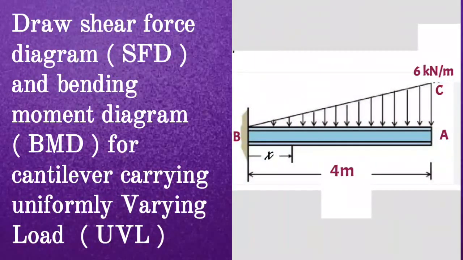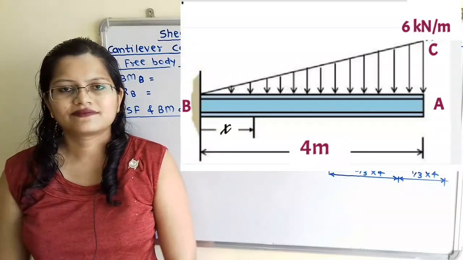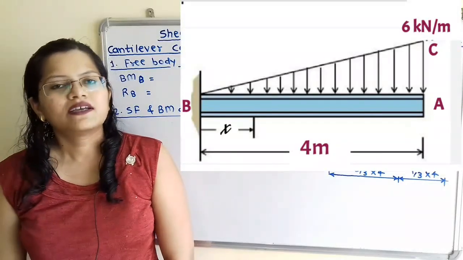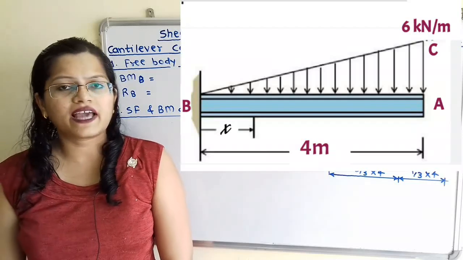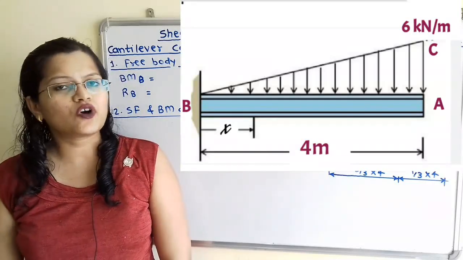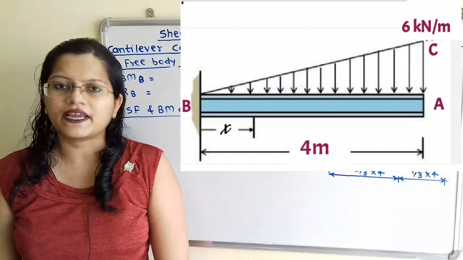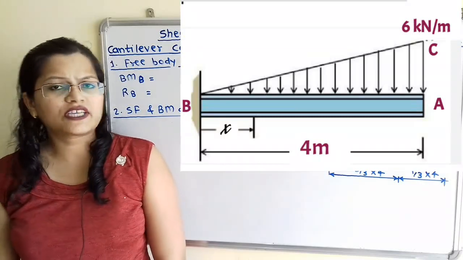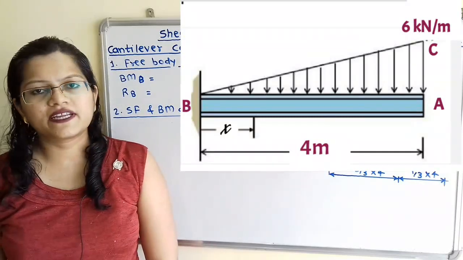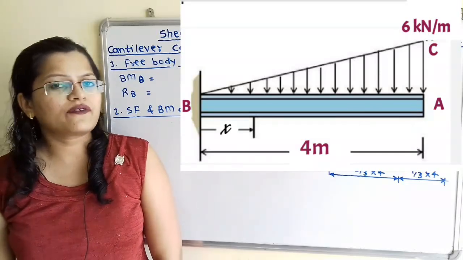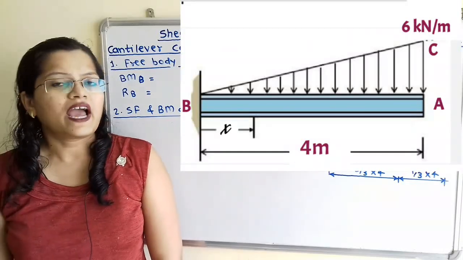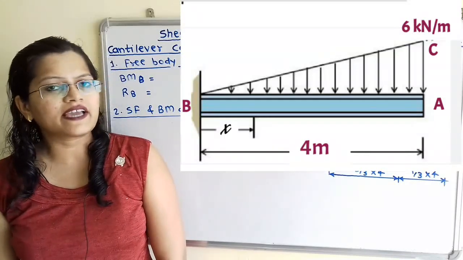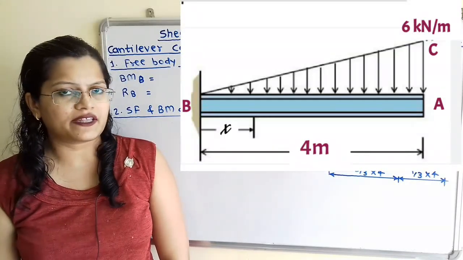Given question, draw the shear force diagram and bending moment diagram for the cantilever carrying uniformly varying load. In this question, the cantilever carries a uniformly varying load where the load is 0 at the fixed end B and equal to 6 kN per meter at the free end A. The total length of the cantilever is given as 4 meters, and we have to draw the shear force diagram as well as the bending moment diagram.